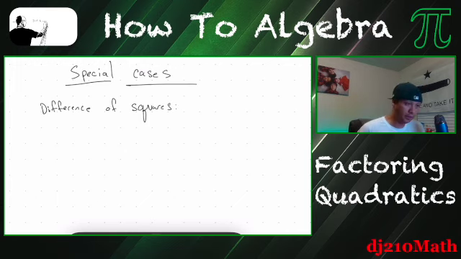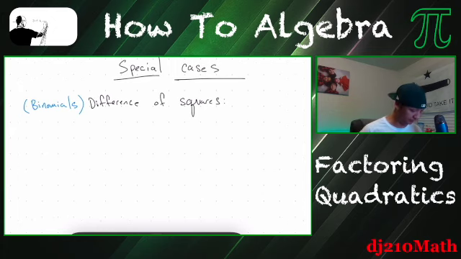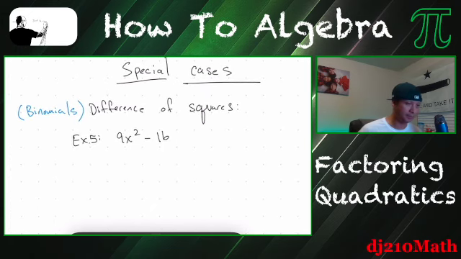All right, so if you can notice a difference of squares, this makes life easy. This has to do with binomials. So if it's a binomial, you always want to look for a difference of squares. For example, here we have example 5: 9x squared minus 16.